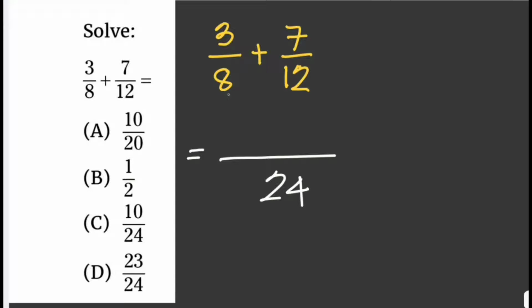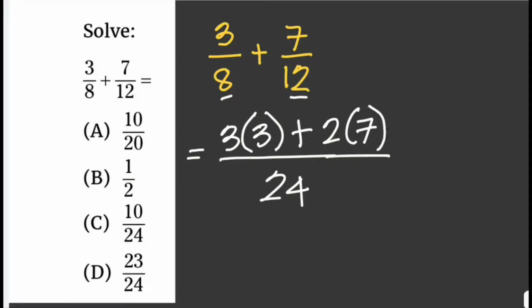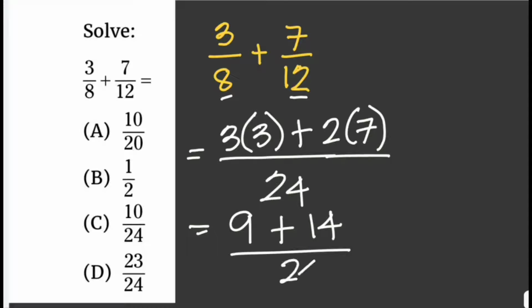And then we divide 24 by the denominator of the first fraction, which is 8. So 24 divided by 8 is 3. And then we multiply by the numerator, which is 3. Then we copy the operator sign. Then we do the same thing with the other fraction, which is 7 over 12. 24 divided by 12 is 2. Then 2 times the numerator, which is 7. And now we can simplify. 3 times 3 is 9, plus 2 times 7 is 14, over 24.